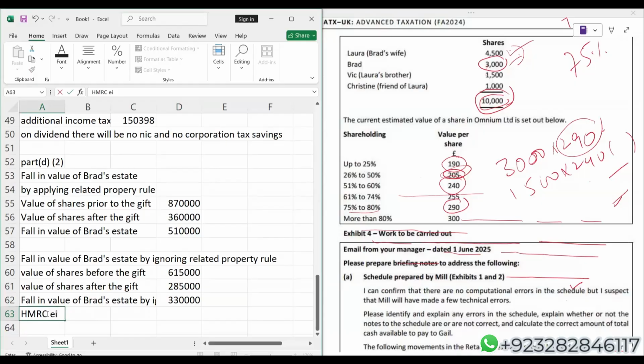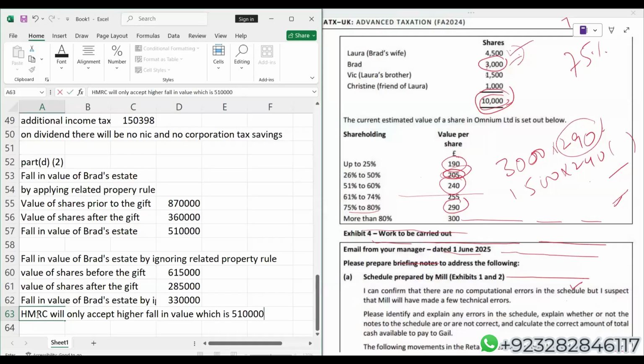But again, HMRC will only accept higher fall in value, which is 510. If you do not have the time, then just apply a related property rule. But I would advise if you can solve it twice, then it is better.